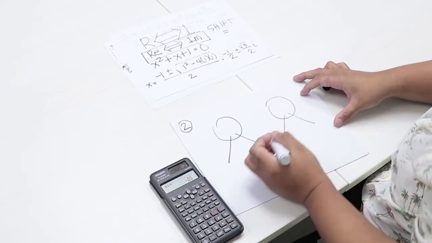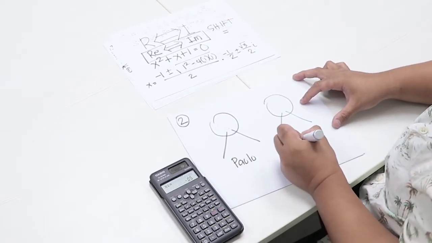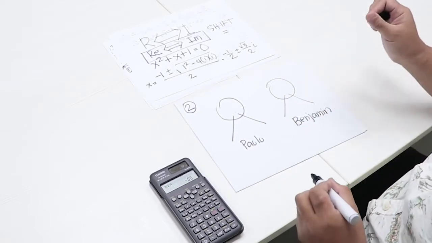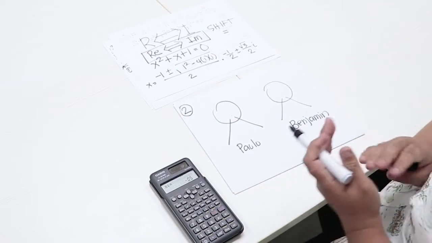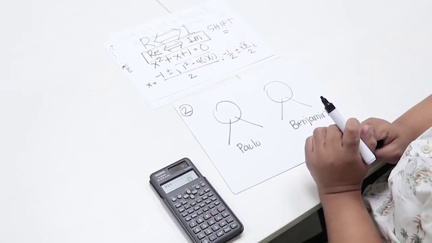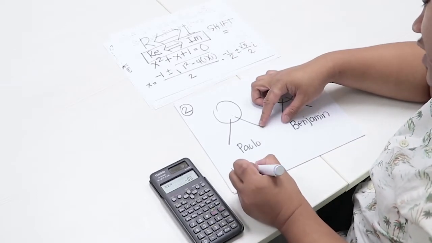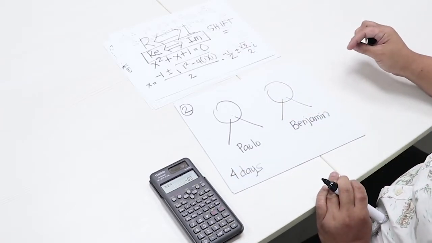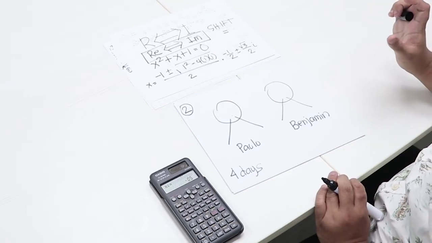We have two persons again. Let's say Paulo and Benjamin. These two people are working together on a song. So they are working together for a single song, and working together, they can do it in 4 days. Okay?